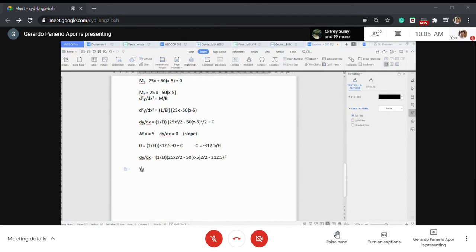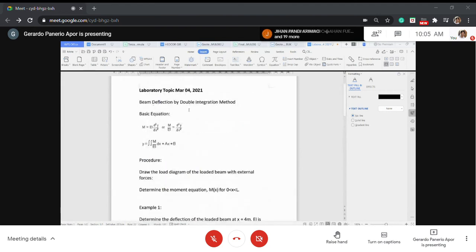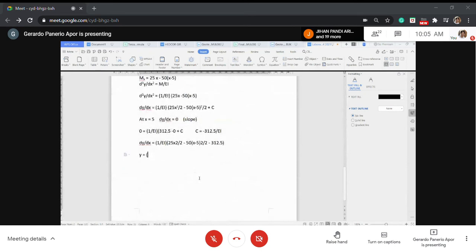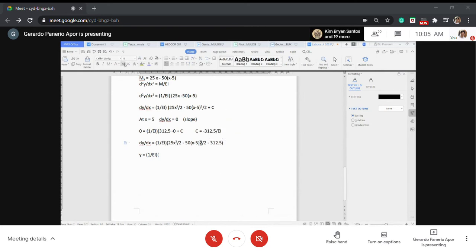This is now the second integration that we perform. Thus, this is called the double integration method. We can have y equals to 1 over EI. This is squared actually. This will become 25x cubed divided by 6, minus 50 times (x minus 5) cubed divided by 6, minus 312.5 times x, plus another constant. This is not the C. I will just name this as C1, and this one is C2.